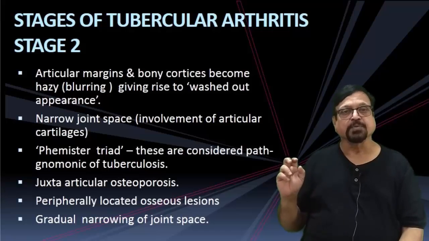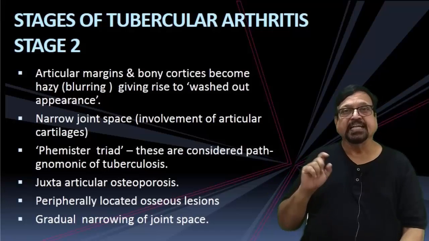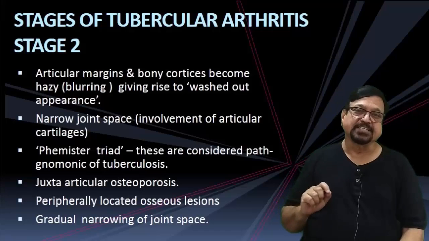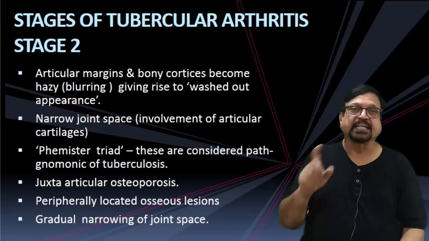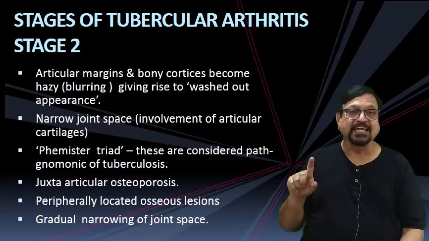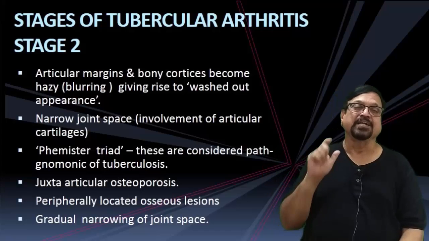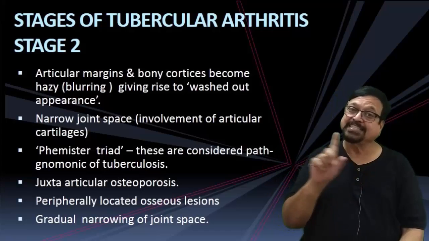So this is a possibility nowadays with the CR. Now narrow joint space indicates involvement of articular cartilages. So articular cartilage is involved, it is destructive. So what it has resulted, first into effusion, and then into a narrowing. So joint space narrowing comes as the next stage.